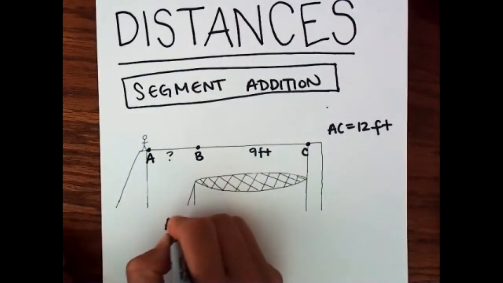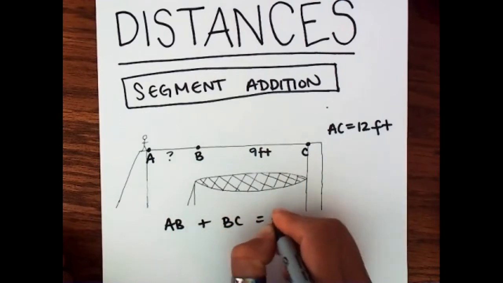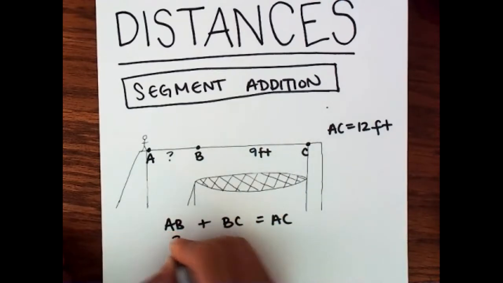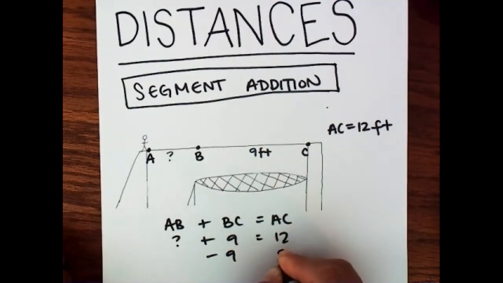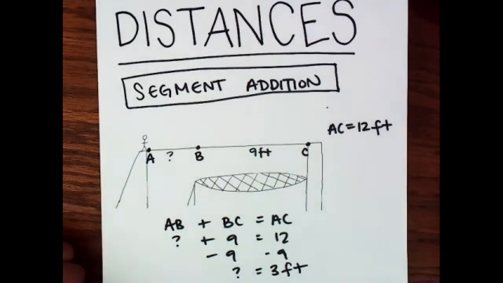So in order for us to find that missing length, we can do the known length minus the 9 feet and get our AB. Or as Ms. Atkin wrote it, like that. And then you would just solve for AB, and you would get 3 feet.